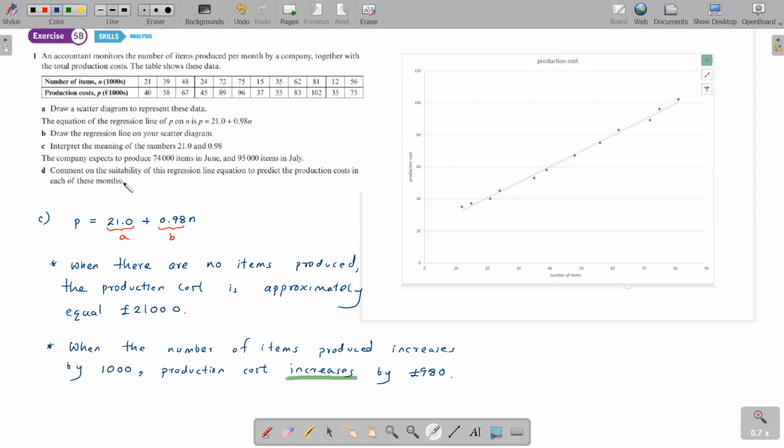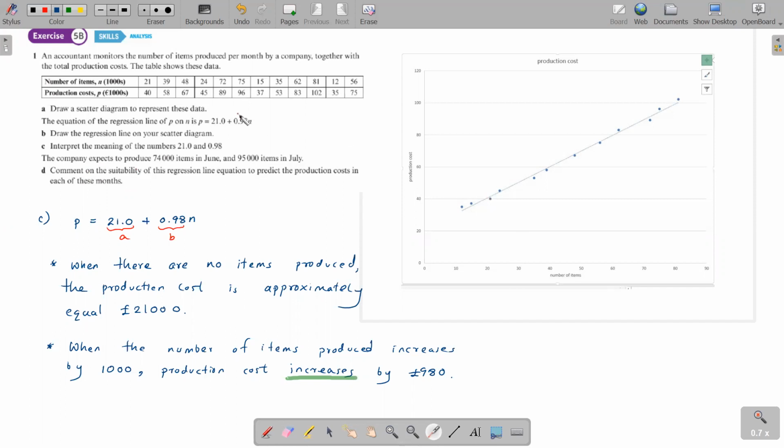They say comment on the suitability of this regression line equation to predict the production cost in each of these months. Okay, so for this also, I gave you a rule. Do you recall? I told you something about extrapolation and interpolation. So if you use the regression line to predict, you can use it to predict the y outcome for any x, right?